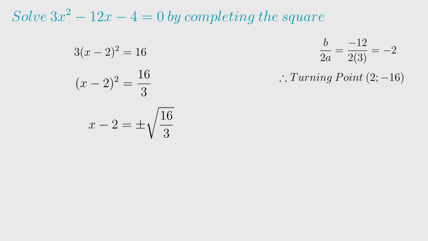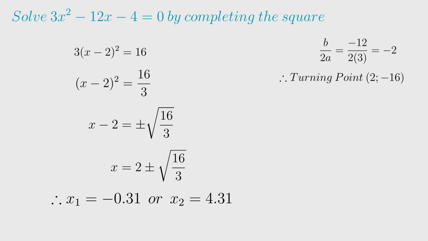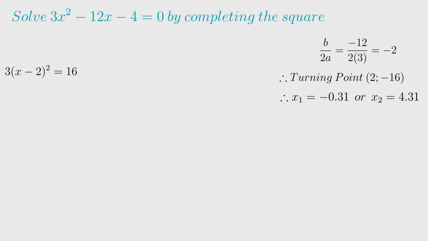Add 2 to both sides to take the negative 2 to the right hand side, and then you are left with x equals 2 plus or minus the square root of 16 over 3. To get your first x value, you type 2 minus the square root of 16 over 3 into your calculator and write down your answer. For the second value of x, you type 2 plus the square root of 16 over 3 into your calculator and write down that answer as well. Now you have successfully gotten your roots.